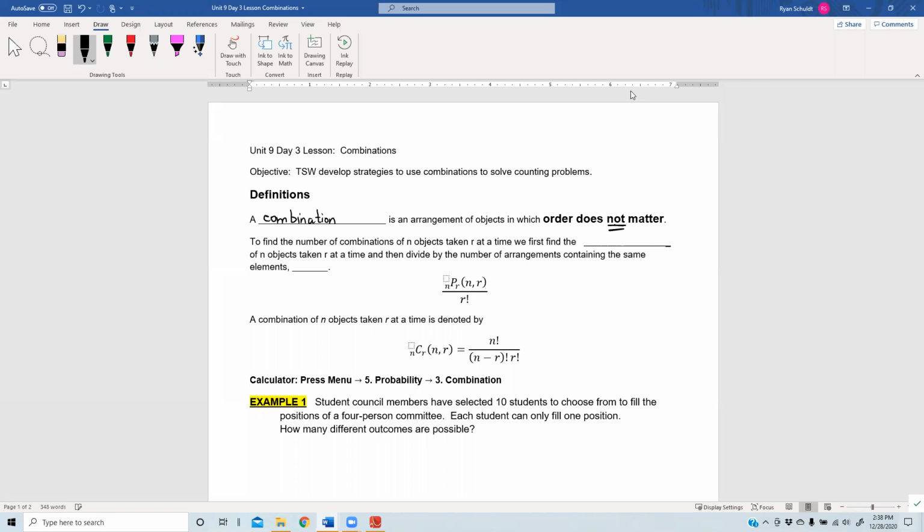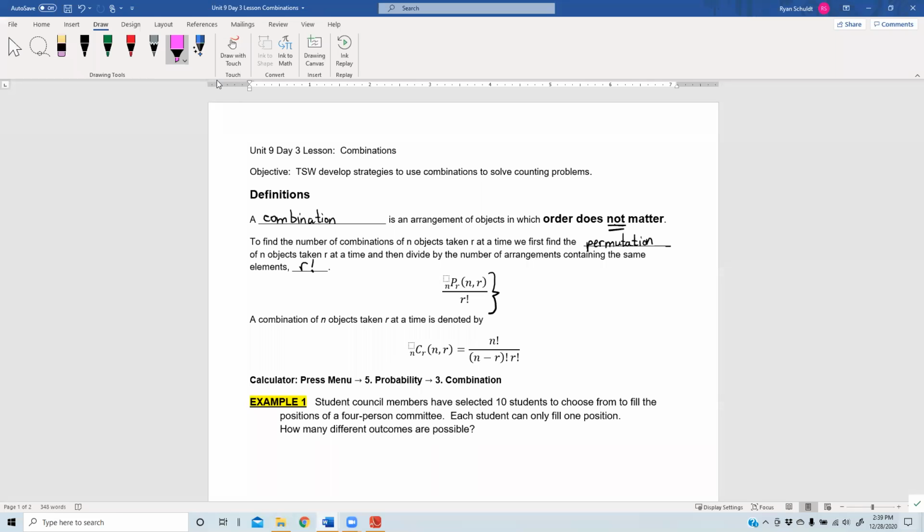To find the number of combinations of n objects taken r at a time, we first find the permutation of n objects taken r at a time, and then divide it by the number of arrangements containing the same elements, which is r factorial. So in symbols, you'll notice that the top is just a permutation and we divide by r factorial. This equation gives us a combination of n objects taken r at a time, and it's denoted by nCr. Combination, C. Permutation, P.